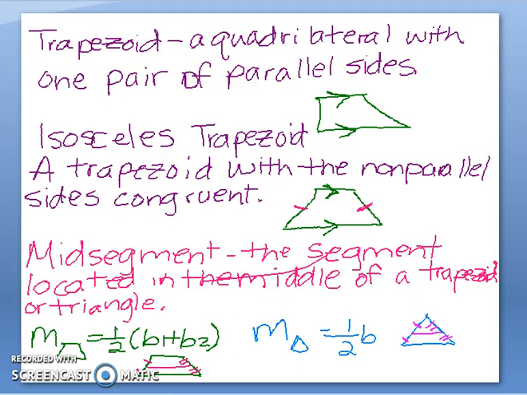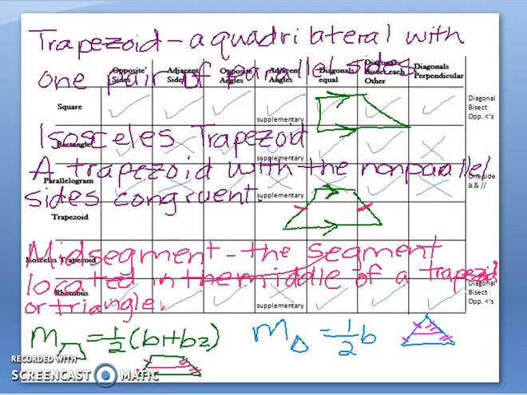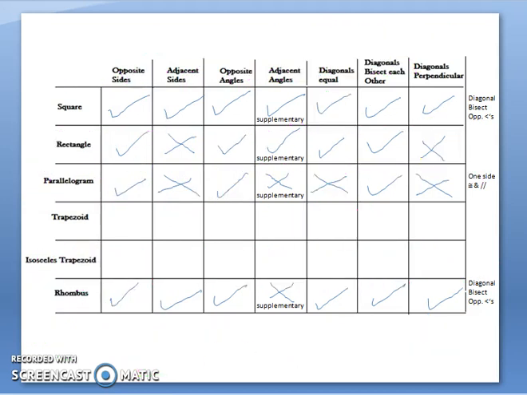Okay, let's fill in our property sheet. Okay, so in our properties, we should have everything filled in. All of our squares have all of theirs filled in. So we really just have the trapezoid and the isosceles trapezoid that's left. And we want to look at those properties.